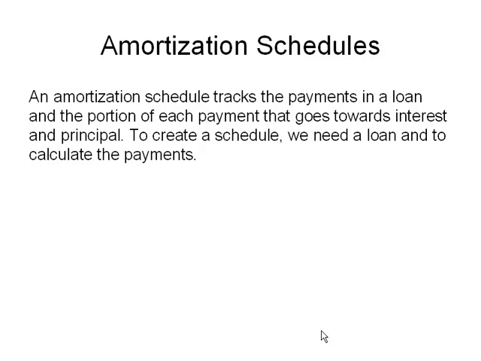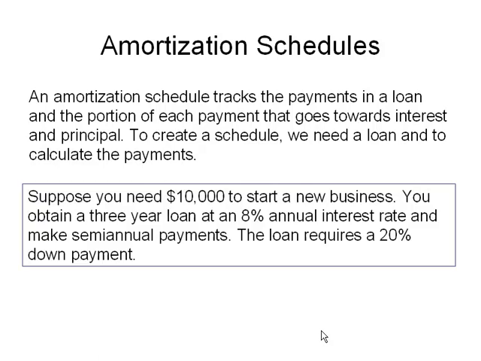So to make this easier, I'm going to go ahead and do a loan that's not quite as complicated as the one we just found. And we'll figure out what the payments are going to be, and then we'll create the schedule. So suppose you need $10,000 to start a new business. You obtain a 3-year loan at an 8% annual rate, and you make semi-annual payments.